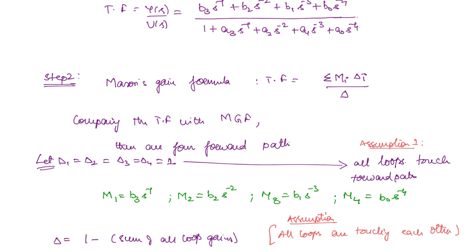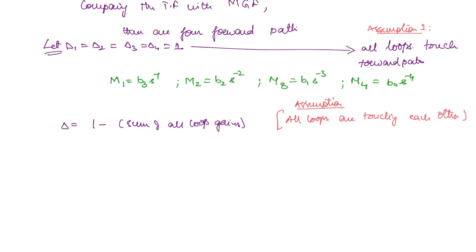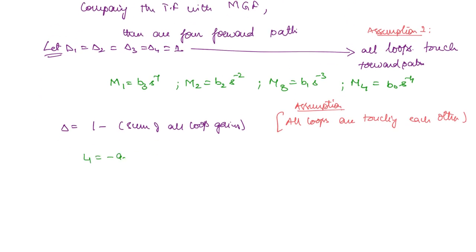So one term is here. All of the other terms you can take as the individual loop gains. But remember that you have a negative sign here. So you have to take minus a3 s to the power minus 1 will be 1 loop gain. Similarly, minus a2 s to the power minus 2 will be 1 loop gain. So you can write L1 is equal to minus a3 s to the power minus 1, L2 is equal to minus a2 s to the power minus 2, L3 is equal to minus a1 s to the power minus 3 and finally L4 is equal to minus a0 s to the power minus 4.